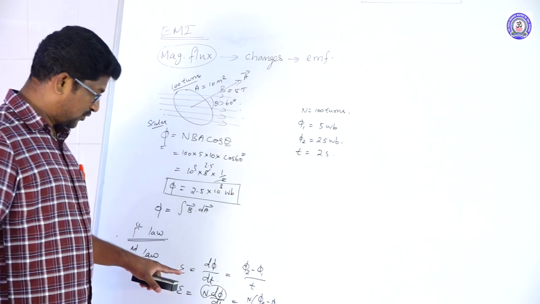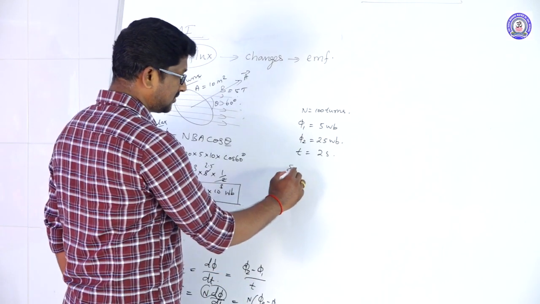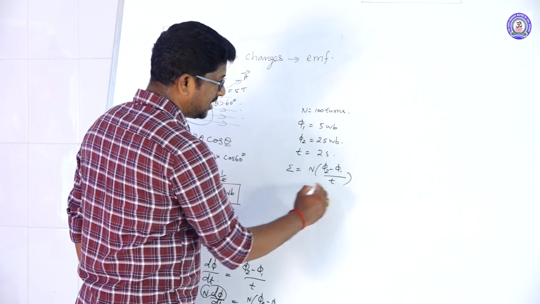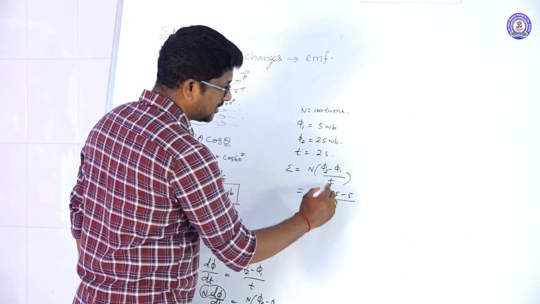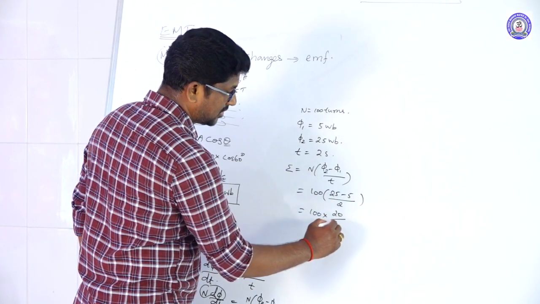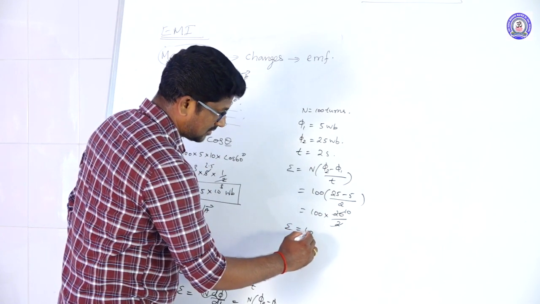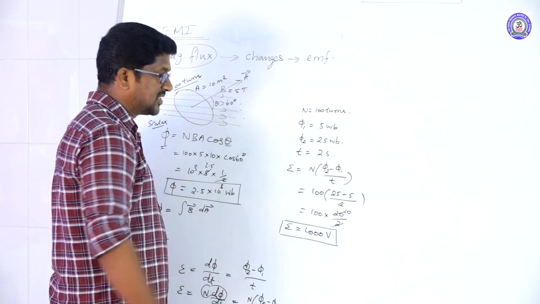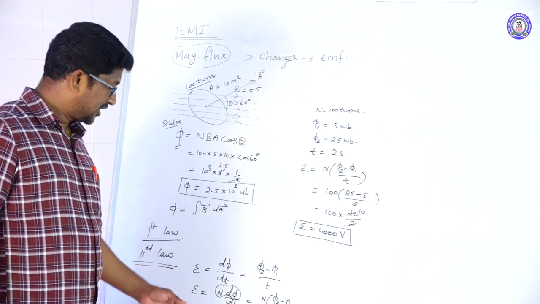It can be calculated by using the formula E is equal to N of Φ2 minus Φ1 divided by t. N value is 100, Φ2 value is 25, Φ1 value is 5, t value is 2. So 100 into 20 divided by 2, that is 10, 100 into 10, 1000 volt. The unit of induced EMF is volt. So this is one of the simple problems in terms of induced EMF.